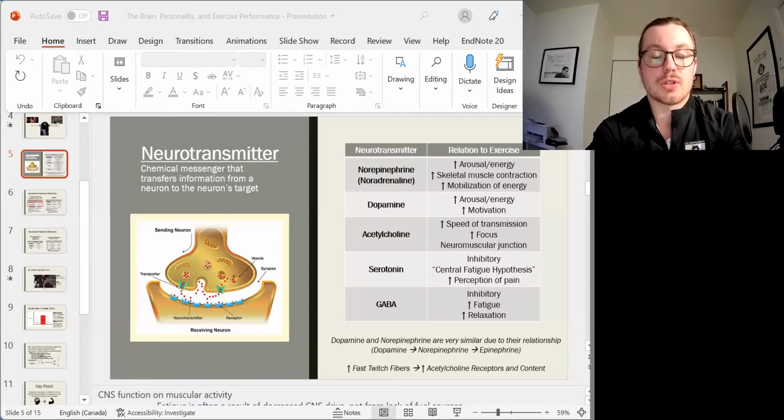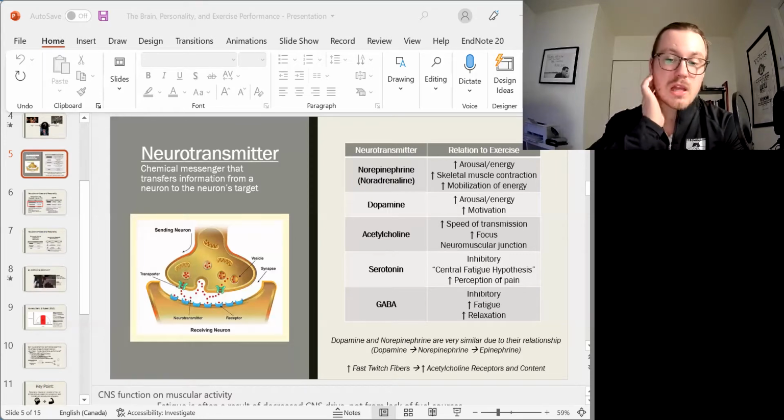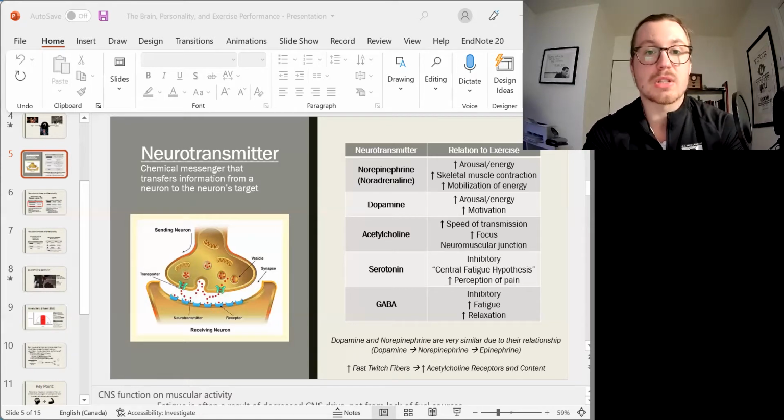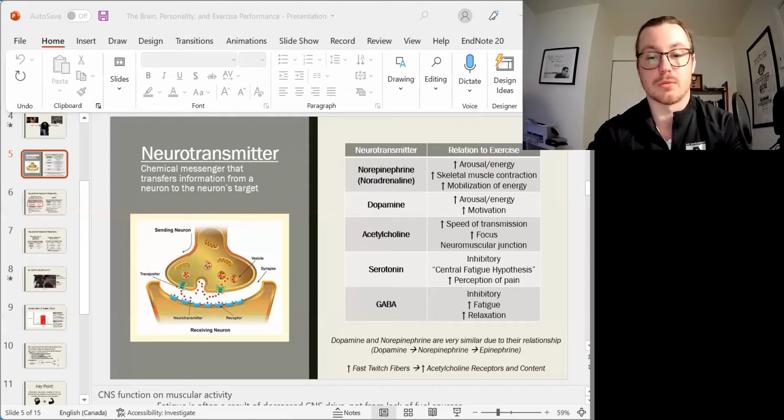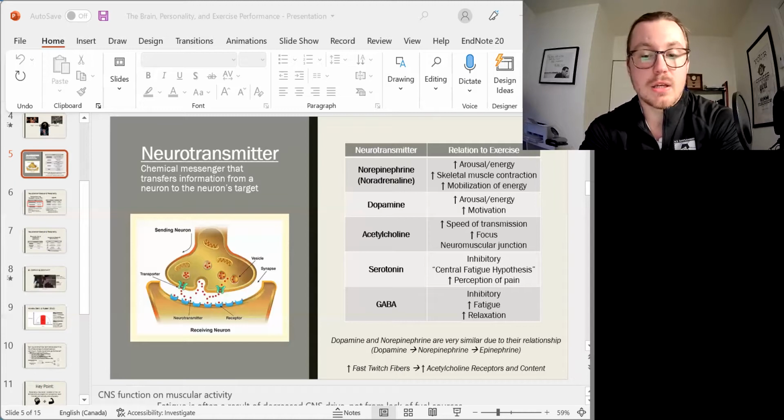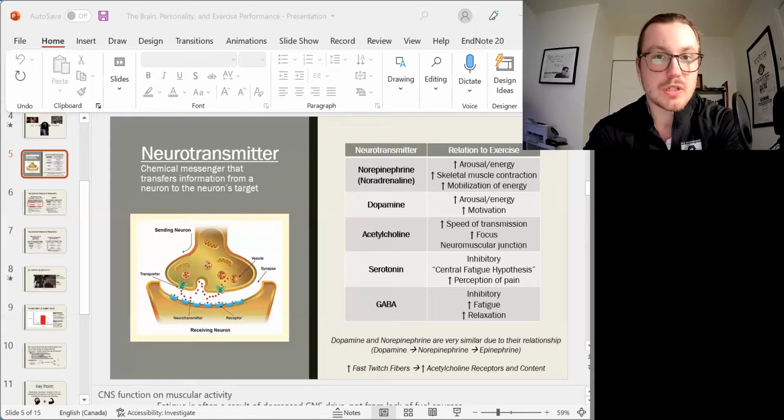So some little notes that are pretty interesting. Dopamine and norepinephrine are very similar due to the relationship. The functions are very similar, in that they both increase arousal as well as energy. And this, I believe, comes primarily because they are very closely related. Dopamine is actually a precursor to norepinephrine, which then gets converted to epinephrine, or adrenaline, as it's most commonly known. And then finally, there's an interesting relationship between acetylcholine and fast twitch muscle fiber contribution or percentage.